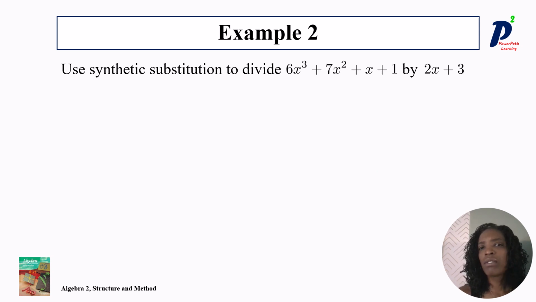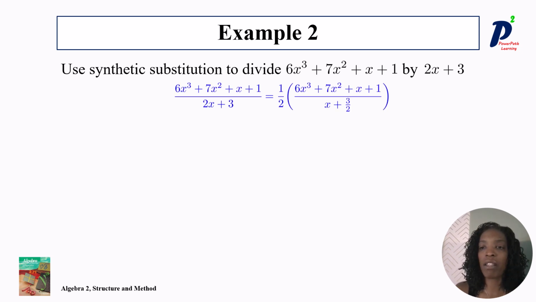Try this one on your own. Okay, so I see you guys have probably already noticed right away. I have to make a slight adjustment. The divisor is not in the form x minus c, but we can get it there. We need to divide our denominator by 2, so I'm going to factor 1/2 out of my entire polynomial.